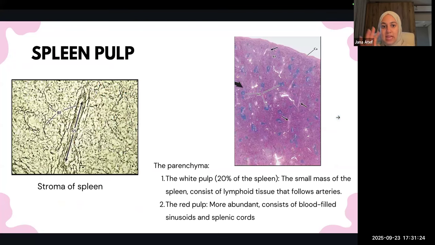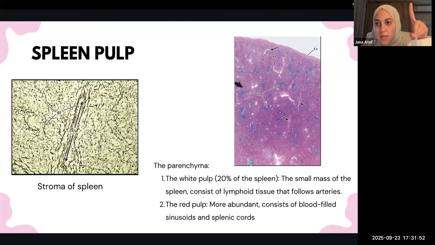Now the pulp, the main parenchyma of the spleen. Parenchyma is like the functional unit, okay? Now the entire spleen is functional. It's not like the thymus where each lobule has a function. No, the entire spleen itself has the function of whole blood filtration. So this is stroma. Stroma means everything of the spleen, the surrounding everything. The parenchyma is the functional aspect of the spleen.